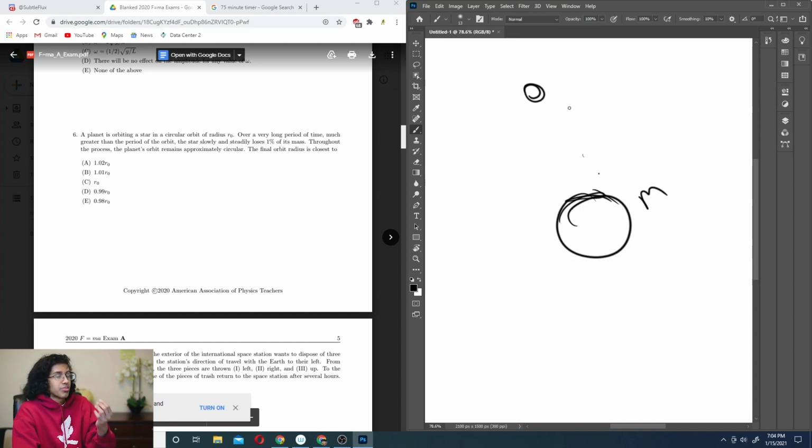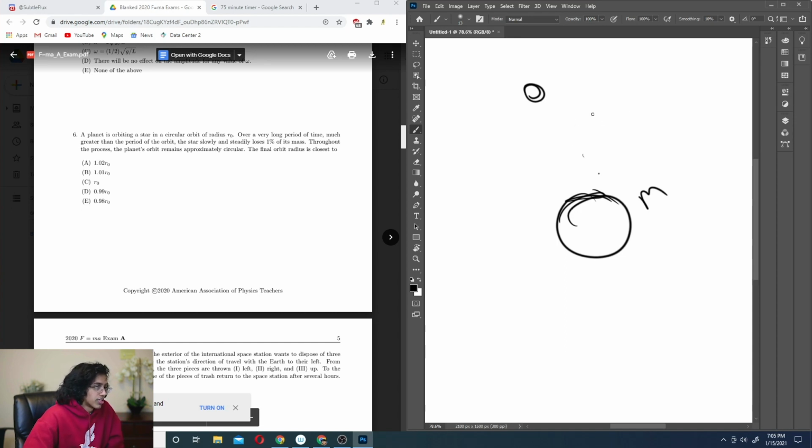If it loses a tiny bit of its mass, then the force on this guy is going to be a little bit less, so it'll move farther and farther away, right? That would make sense. I'm just not sure which conservation principle is applied here. Let's see. Okay, let's just think about it.